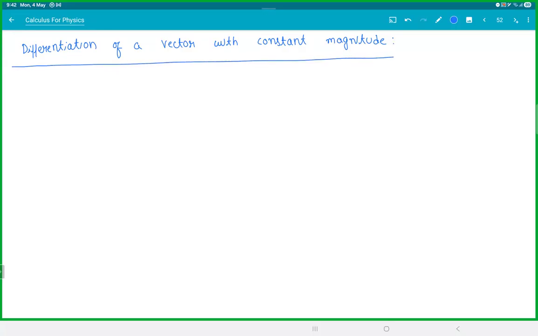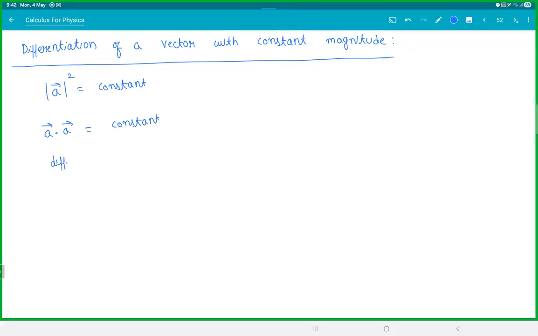Now see, the vector with a constant magnitude, it's not a constant vector. When you say constant vector, the direction and the magnitude both cannot change. But here the magnitude remains constant, but the direction can change. So let's say the vector is a bar. So mod a bar is constant. Now this can be written as a bar dot a bar is also constant, because if I write a square is constant, a bar dot a bar is constant.